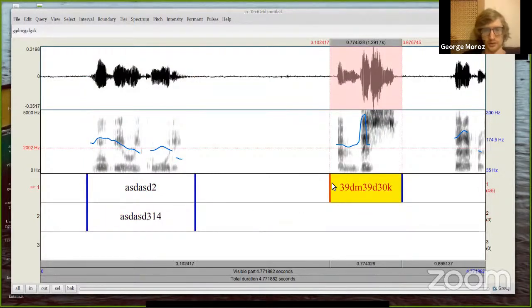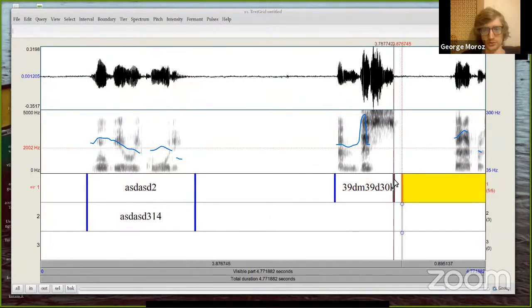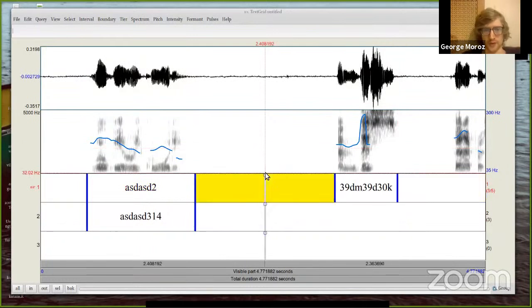If you don't like those boundaries, it's possible to move them. So just drag and drop them. So you can do this. You can do this. And if you accidentally created some tier, it's possible to use Alt and backspace in order to remove it.